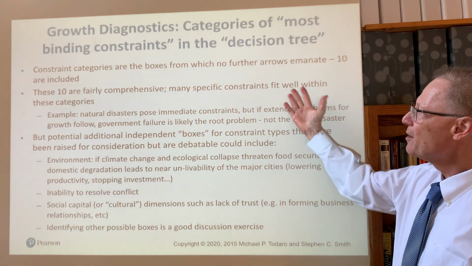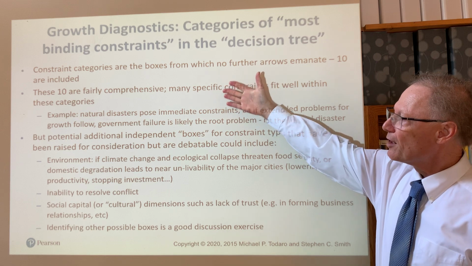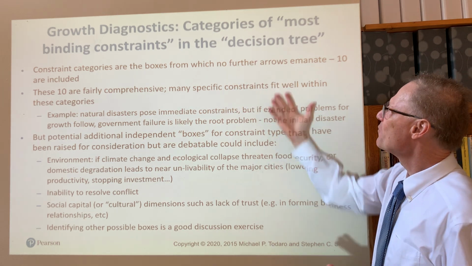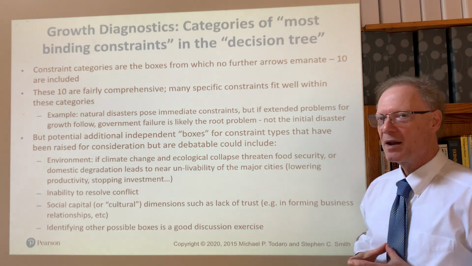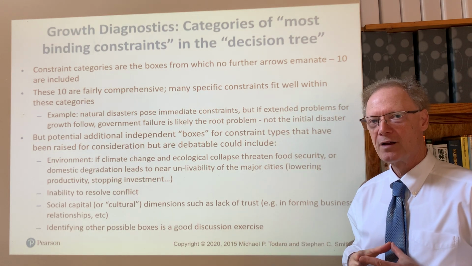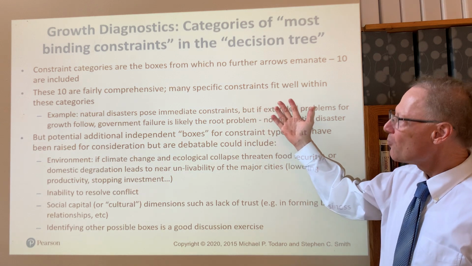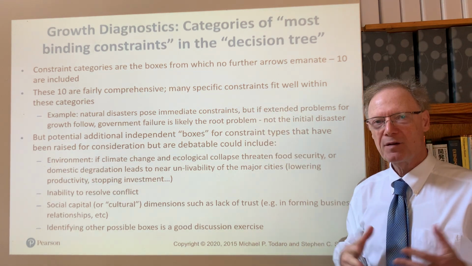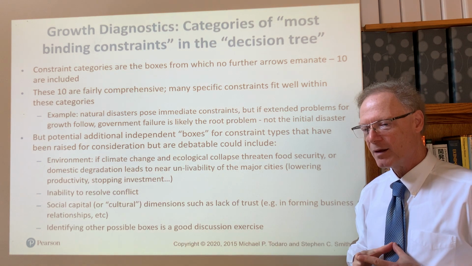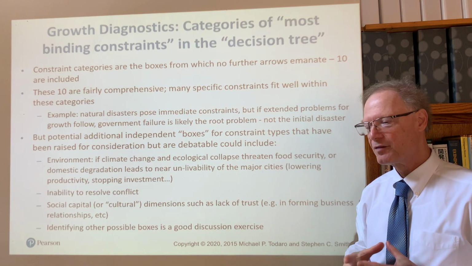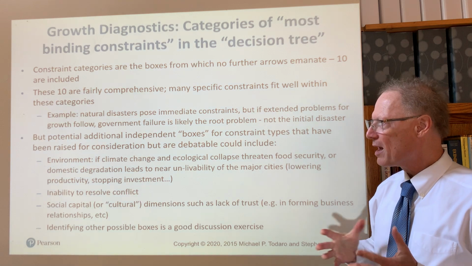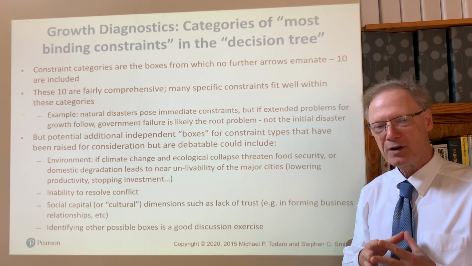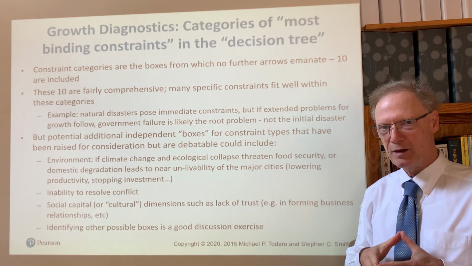So these, again, as I suggested, the constraint categories to look at are the boxes from which no further arrows emanate, and there's 10 altogether, as we've just seen. They're really quite comprehensive. I want to give an example. I sometimes ask groups to name additional constraint boxes that they think could have been left out. Sometimes there's a pretty straightforward answer to these, I think.